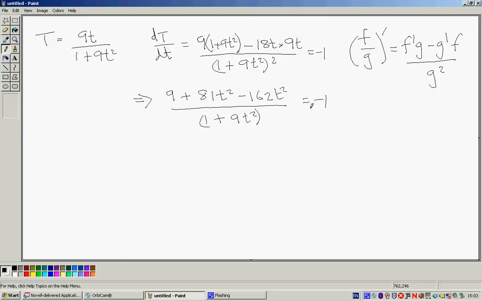equals minus 1. Next step is to multiply both sides of this equation by the denominator 1 plus 9t squared, in which case the left hand side becomes the numerator, and the right hand side becomes minus 1 times that denominator, so we just put a minus sign outside the bracket, so that should be squared.